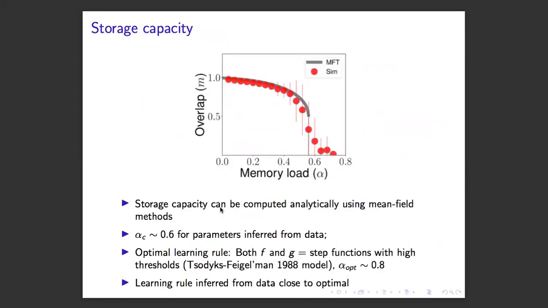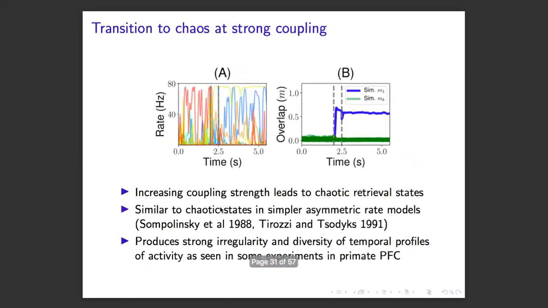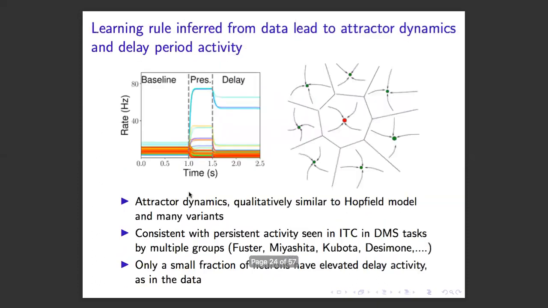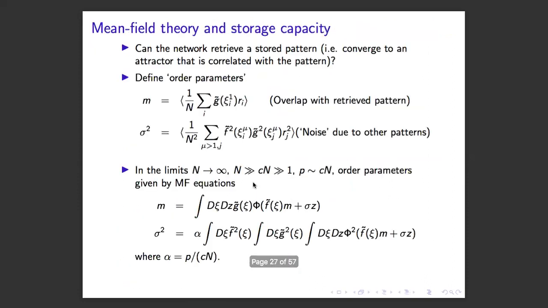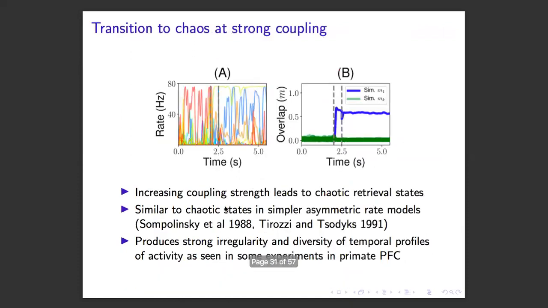Okay, so very briefly, we also explored the model beyond the parameters that were fixed by data. We found in particular that in this model, if we increase the coupling strength, so here we have a parameter A that multiplies this whole connectivity matrix. So A can be inferred from data too, but we can also change it. We can either decrease it or increase it, so basically vary the coupling strength. And when we increase the coupling strength, we see that there is at some point a transition to chaos.